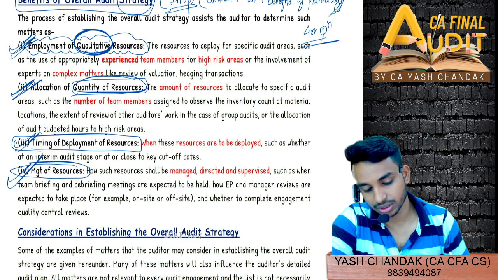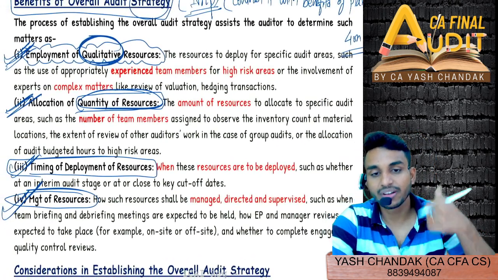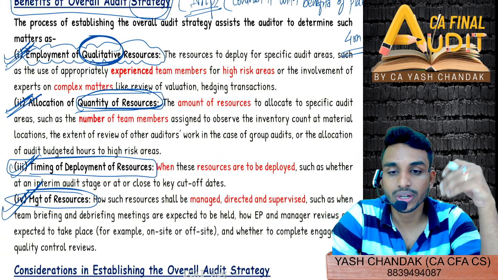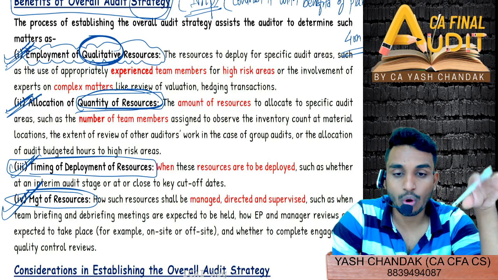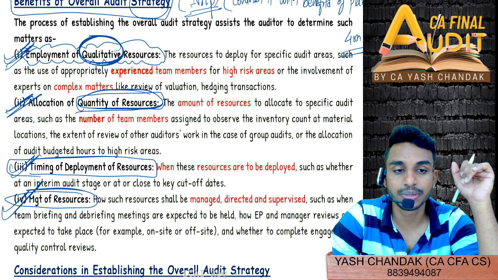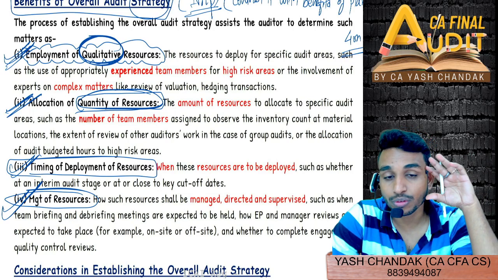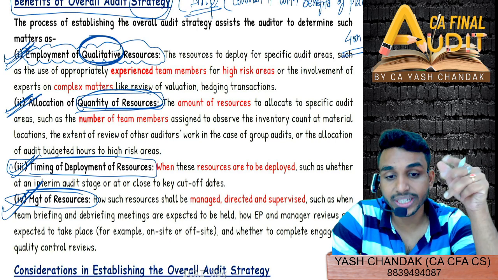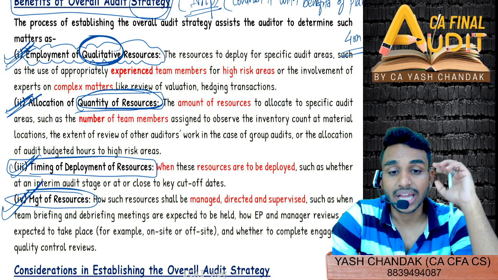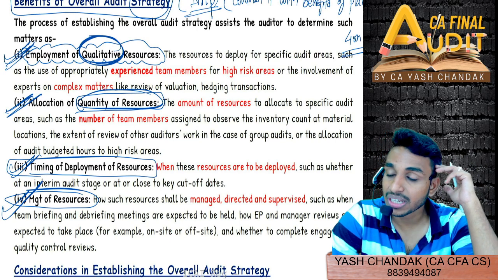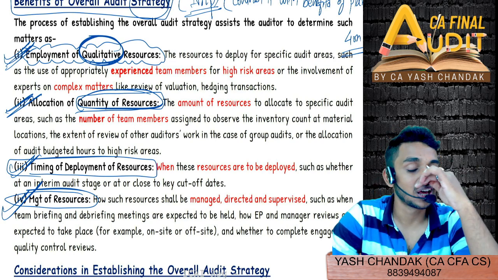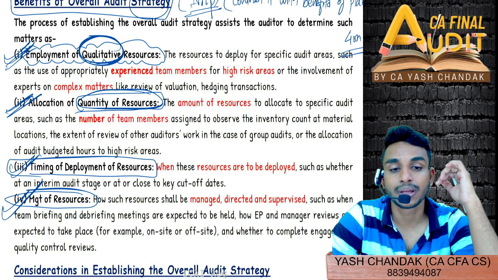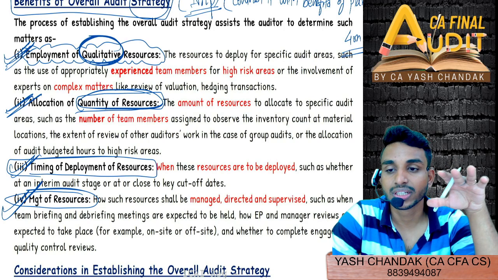Done or not. Qualitative wise, you can think of, quantity wise, then timing wise, and lastly managing all the things. Management of the resources. So employment of the qualitative resources, employment of the quantity of resources, timing, whether at interim stage or at final completion stage of the audit, and lastly management of resources. Everyone, yes or no?